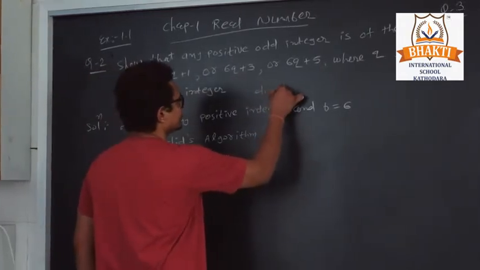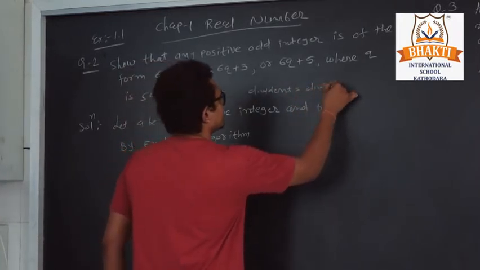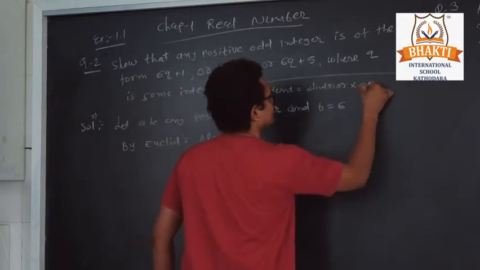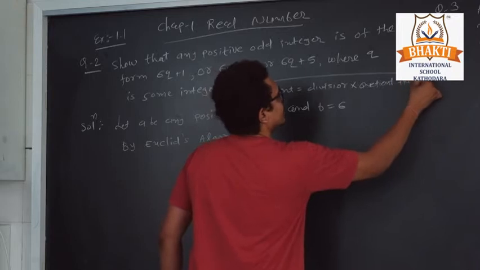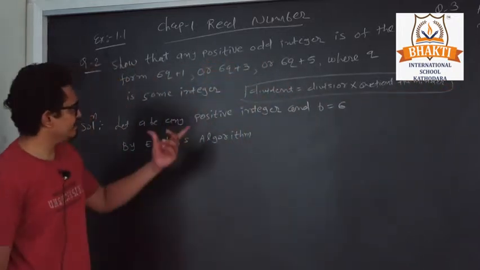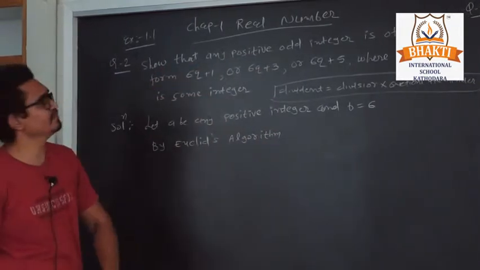Dividend is equal to divisor into quotient plus remainder. So here we have the same formula. In that, first of all we read the question.